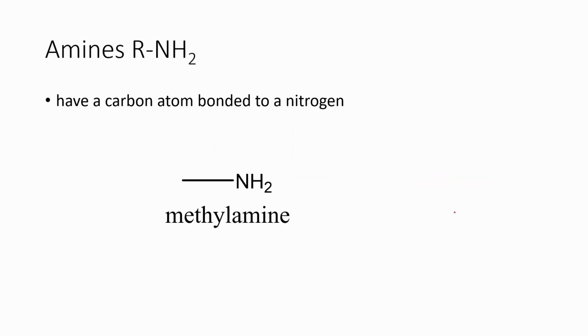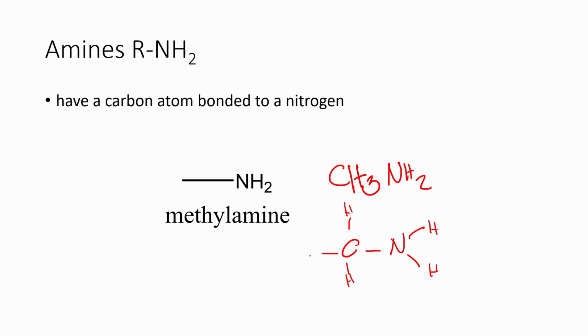Next, you have your amines. Amines are R and NH2. Please take note that it is only connected to carbon. So you might be confused later with our amines and amides. So these have a carbon atom bonded to a nitrogen compound. So in this case, you have your methylamine, CH3 NH2. You have your methylamine.